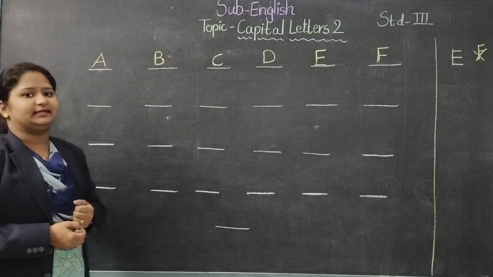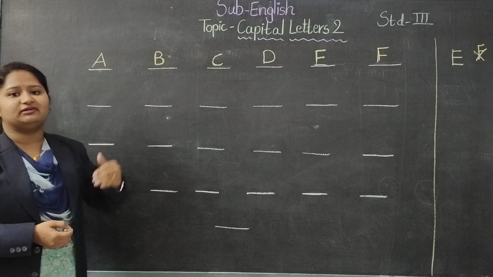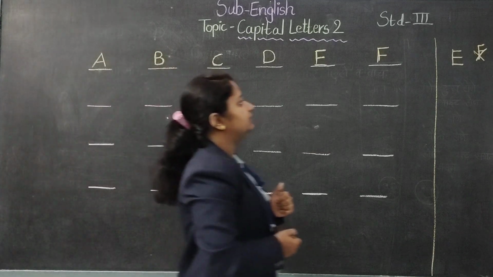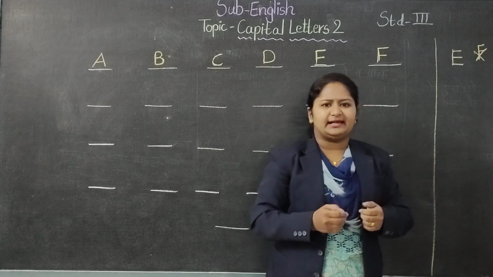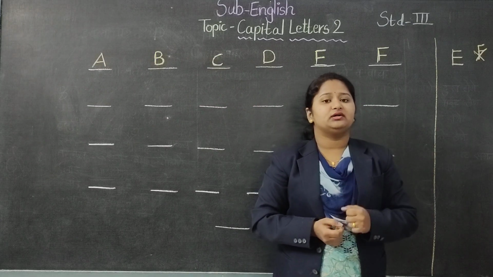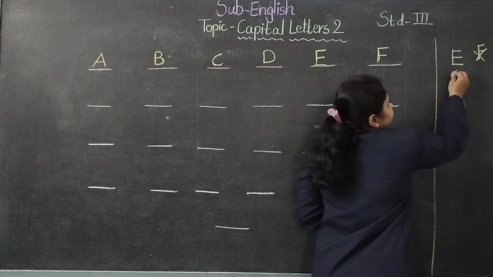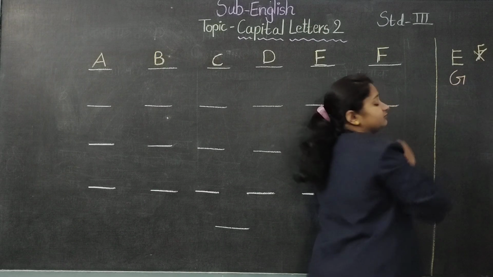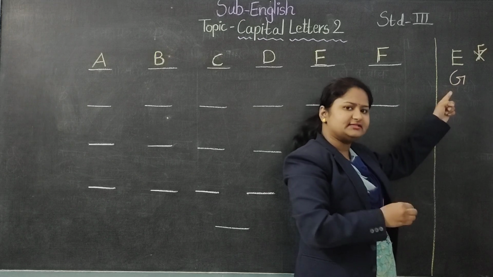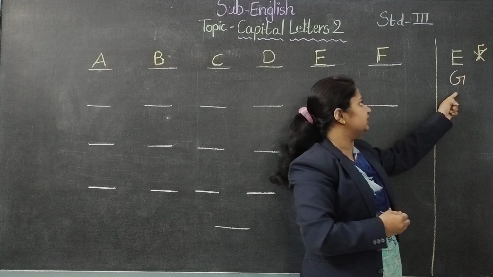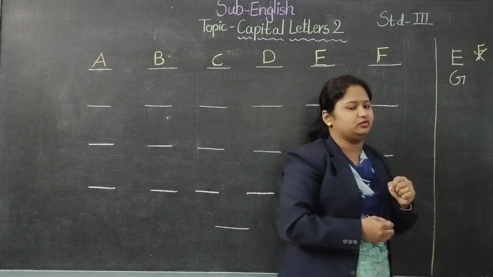Now we will move forward for the next letters. We will start from the letter G. Obviously, after F what comes? G. So we will see how to write G. Now, there are many ways of writing letter G, but I will show you the correct way. Some of the students, how do they write? This is the wrong method. Yes, we write G like this, but this is not a correct method of writing G. How G should be written, I will show you now.